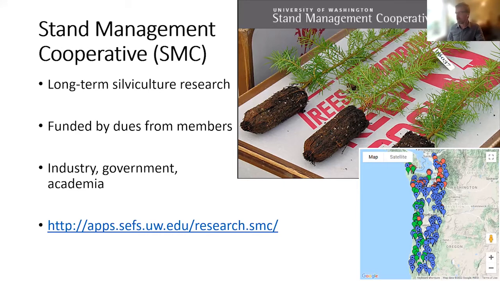The dots on the map here are all the different sites where they have their experimental plots set up. And so they'll do experiments in forests across Western Oregon and Western Washington and up into BC. And then follow that same standard approach in all of those different sites and look for patterns in the responses that they see to those treatments.